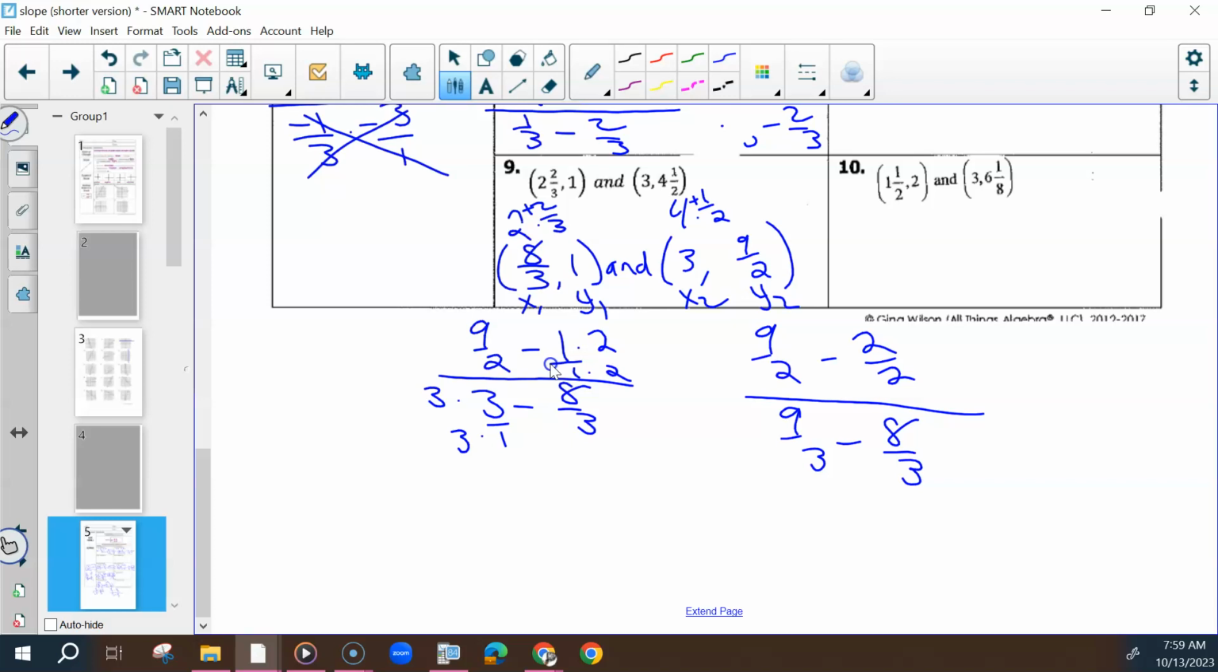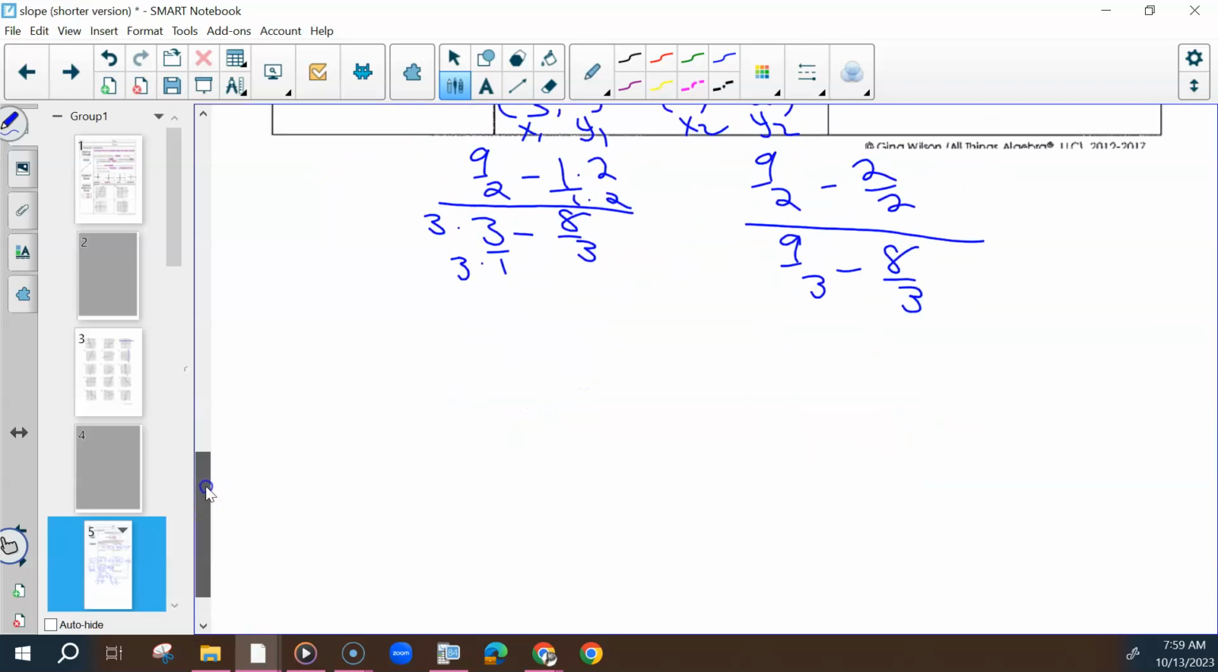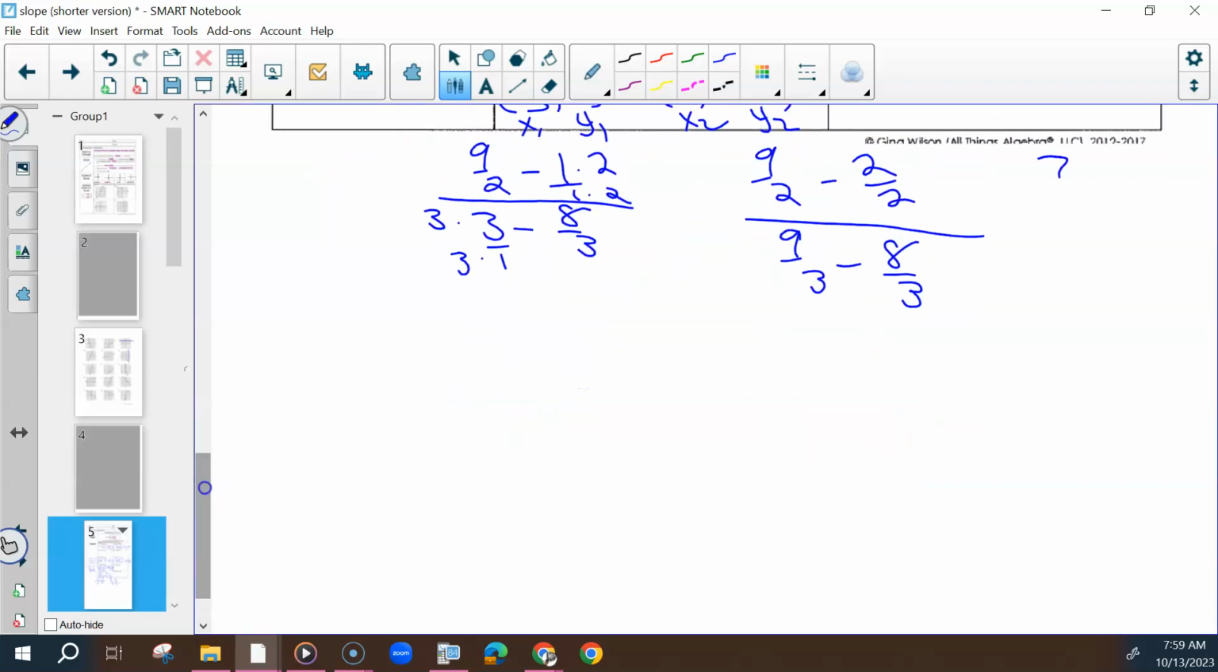Subtract. We have 7 halves over 1/3. And then multiply by the reciprocal. Take this number, flip it, multiply that to the bottom and the top. So you always flip it? Yes. Because we don't want a fraction within a fraction.